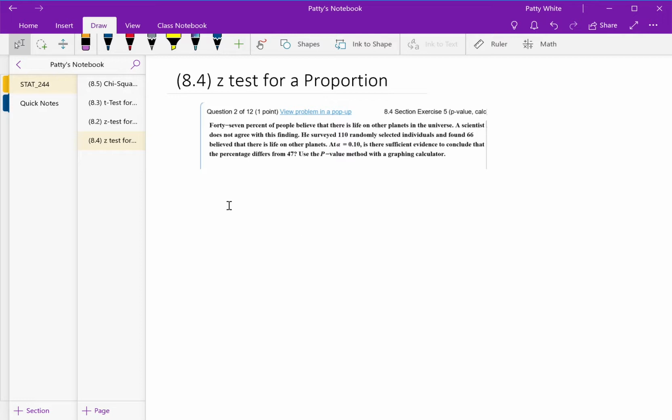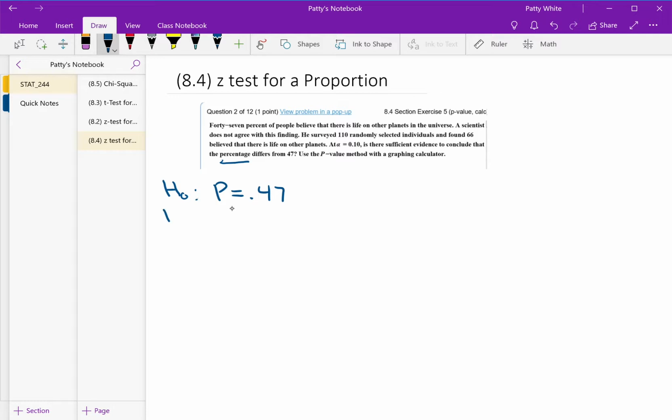So the first thing we're going to notice is that this problem is asking us a question about a percentage or a proportion. Up to now, we've only been asked questions about an average. So this one's going to look a little bit different, and we need to keep that in mind when we're writing our hypotheses. So our null hypothesis is that we assume that that proportion is equal to 0.47. We're going to have to use a capital P here to stand for population proportion. We are not going to use a mu because that was average.